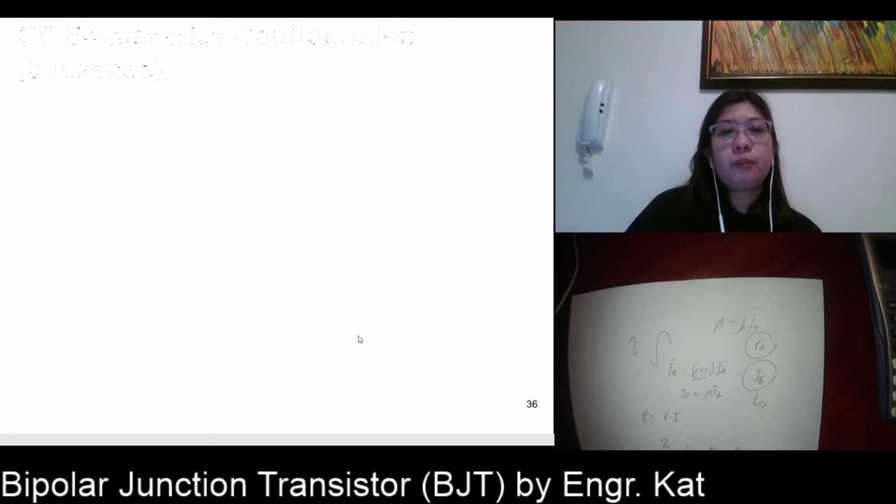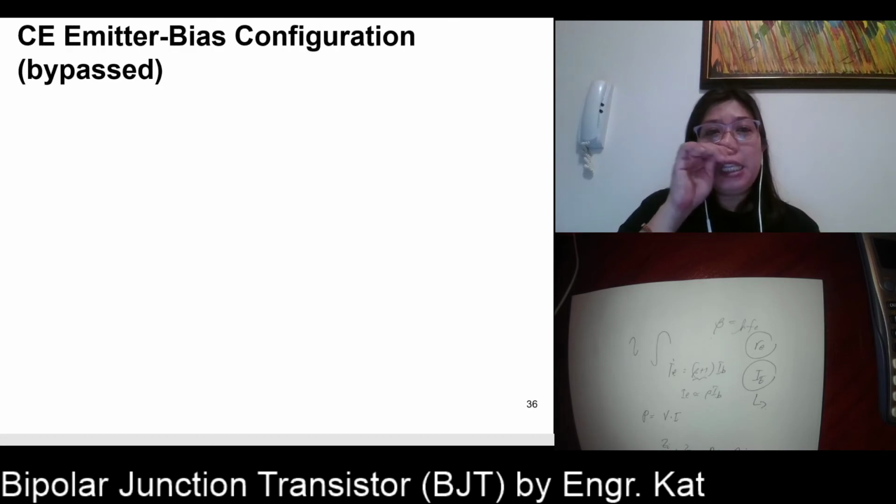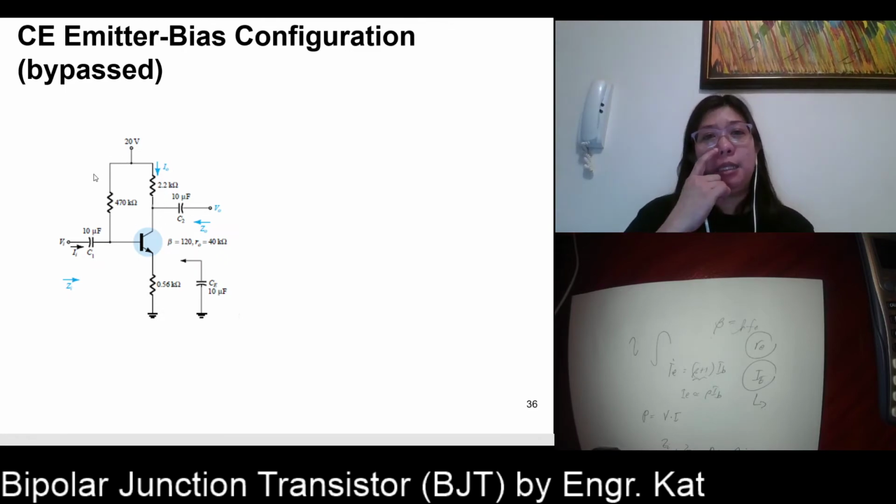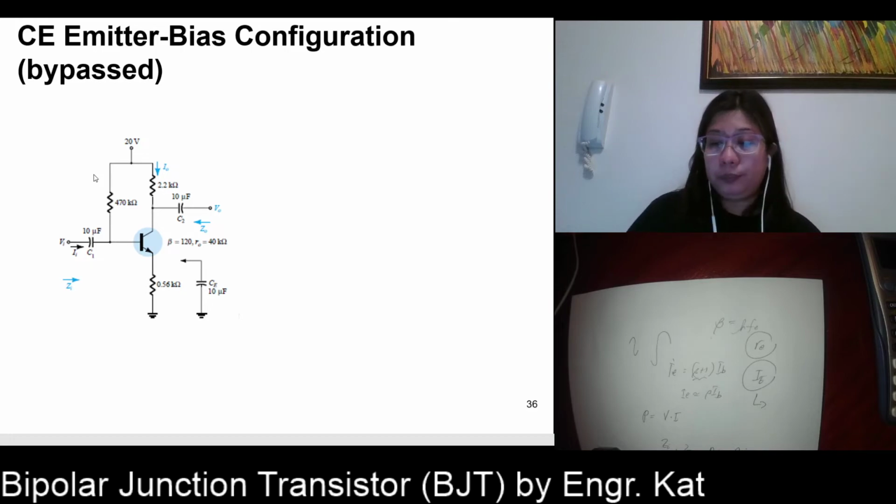Okay? So how about if it is bypassed? What is the difference? All you have to do is to put a bypass capacitor here. So if we put a bypass capacitor here, what is the effect? This 0.56 kilo ohms here will not be reflected in your AC equivalent circuit. And what do we mean by that? It will just look like your fixed bias configuration.